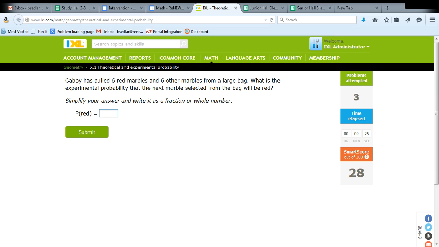Let's take a look at a different example. It's going to be the same idea, just a little bit different. Gabby has pulled 6 red marbles and 6 other marbles from a large bag. What is the experimental probability that the next marble selected from the bag will be red? This word experimental probability just means what actually happens.